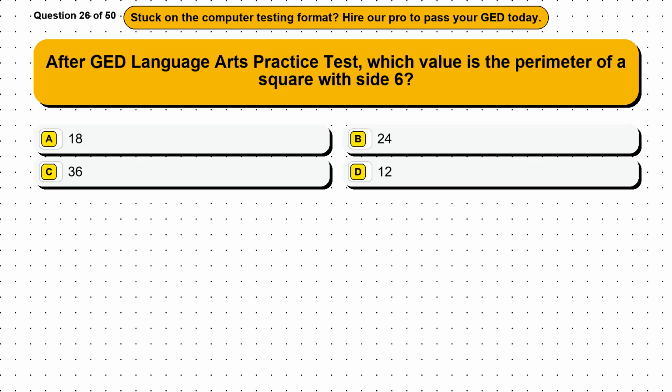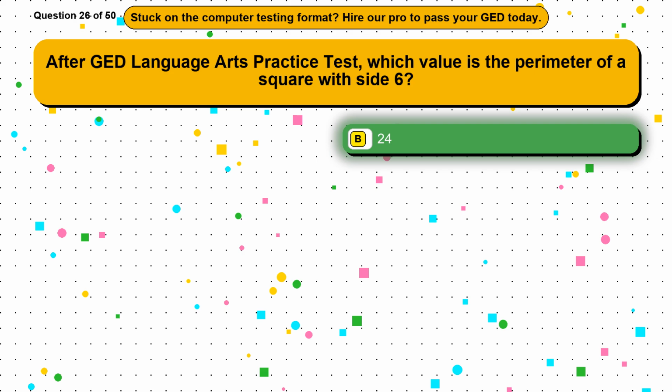Question 26. After GED Language Arts Practice Test, which value is the perimeter of a square with side 6? Option A, 18. Option B, 24. Option C, 36. Option D, 12. The correct answer is option B.